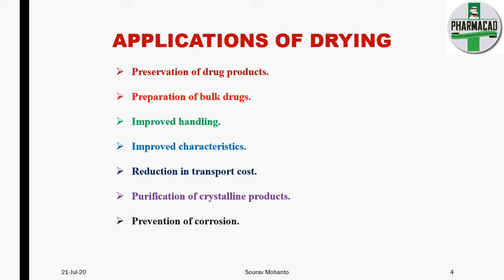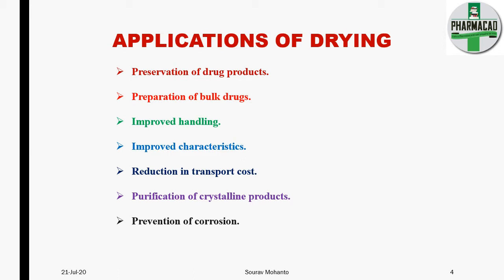If we consider the powder for tablet preparation, if we remove the water molecules from those powders, then automatically the flow rate will be higher, the Hausner ratio will be higher, the compressibility index will be higher, and there will be so many characteristics which will be affected.